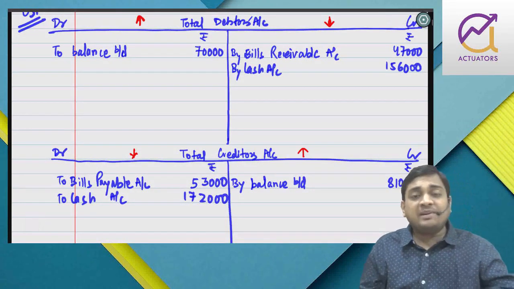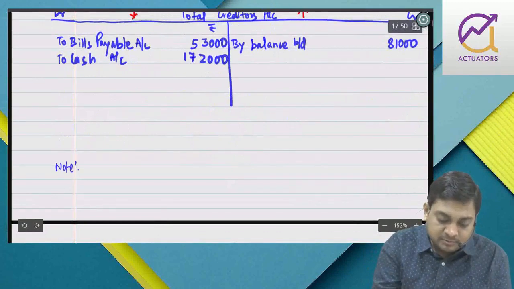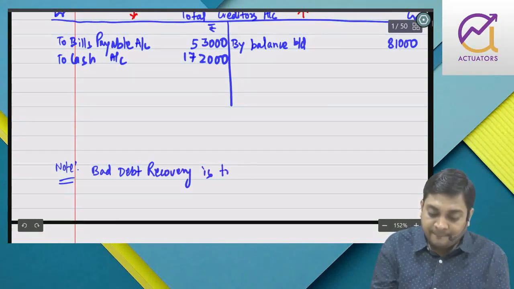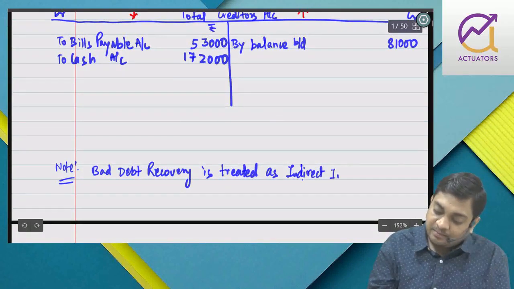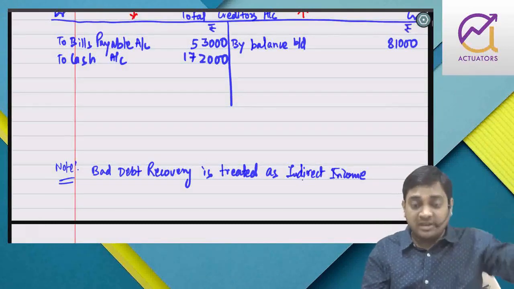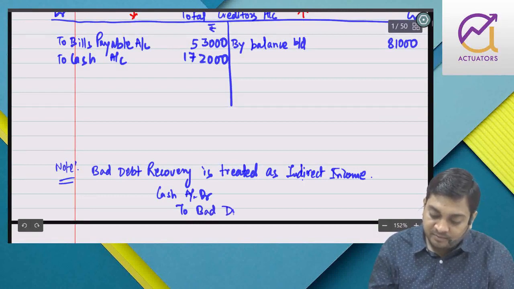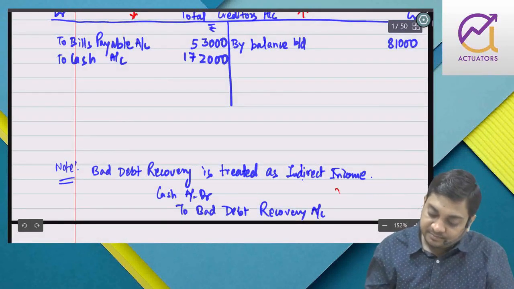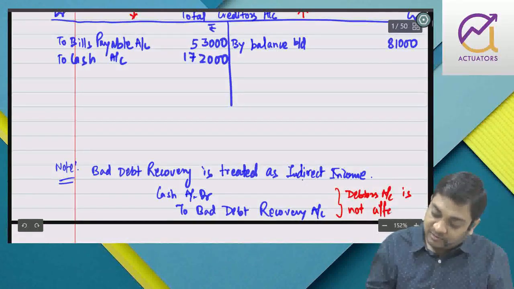1,72,000. Now bad debt recovered will be directly credited to profit and loss account. So the bad debt recovery entry is cash account debit to bad debt recovery. Note: bad debt recovery is treated as indirect income. Bad debt recovery means that the debtor is not there in my books. I have shown it as bad. So the entry will be cash account debit to bad debt recovery. Right? So my debtors account is not affected.